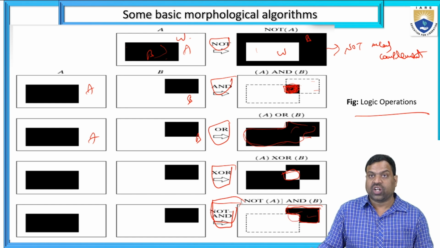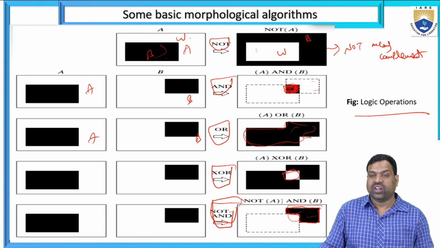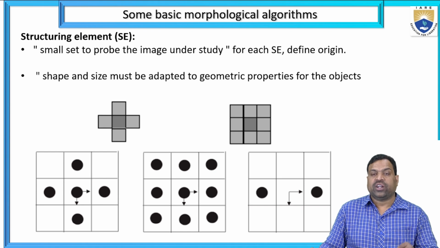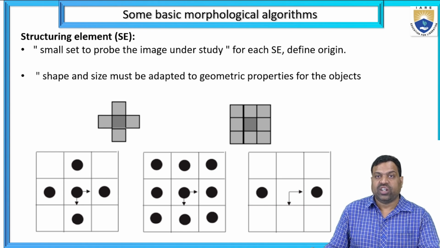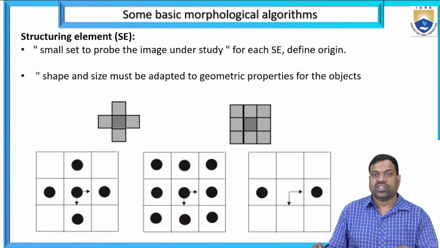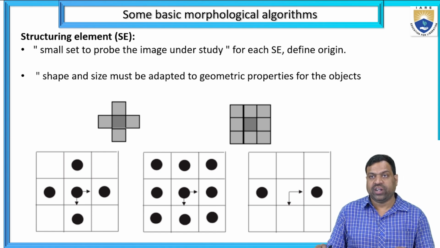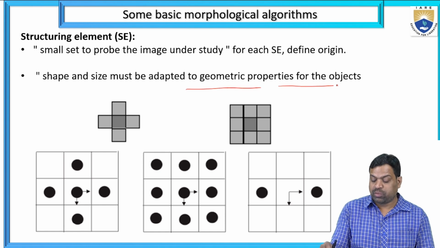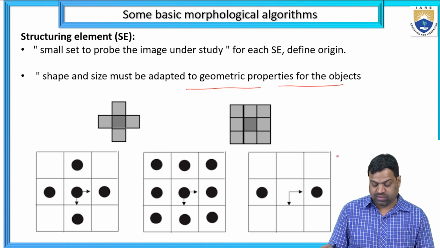So these are the logical operators with morphological operators A and B. Another major thing is the structuring element, SE. So what is the structuring element? It is a small set to probe the image under study. For each SE, define the origin. The shape and size must be adapted to the geometric properties of the object.